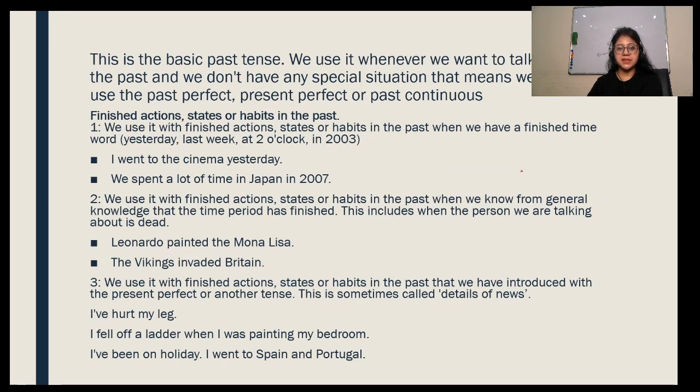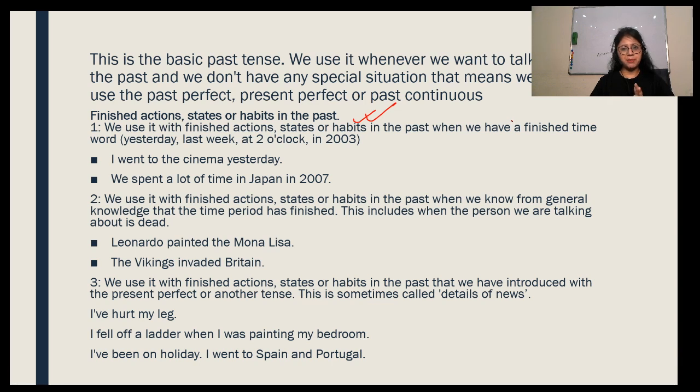Now, simple past tense. Simple past tense is for finished actions, states or habits in the past when you know exactly what the date or the time was. So it's an action that finished completely in the past. Very easy, nothing complicated. For example, I went to the cinema yesterday. When did you go? Yesterday.